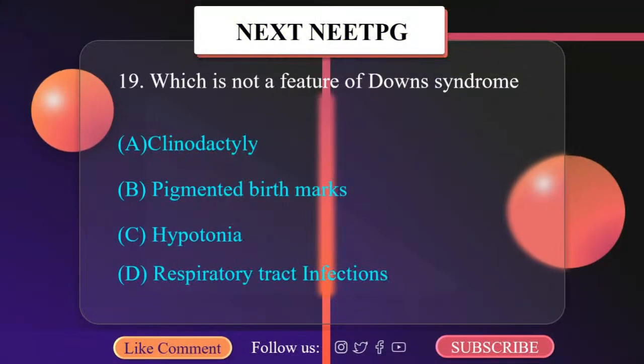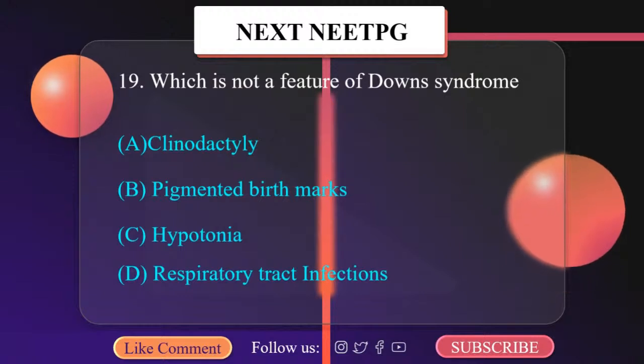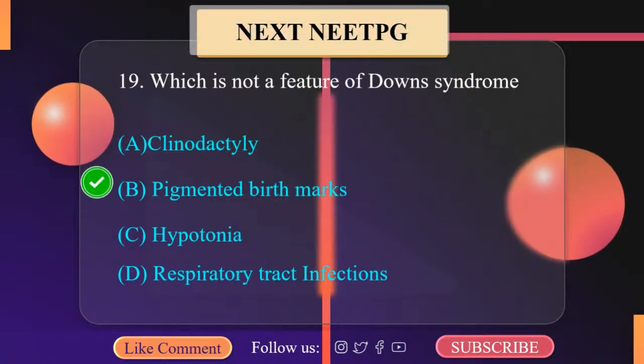Which is not a feature of Down syndrome? A. Clinodactyly, B. Pigmented birthmark, C. Hypotonia, D. Respiratory tract infection. It is pigmented birthmark, which is not a feature of Down syndrome.